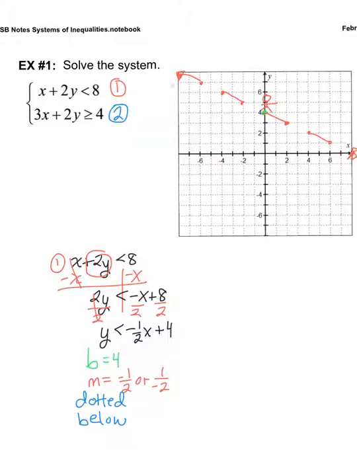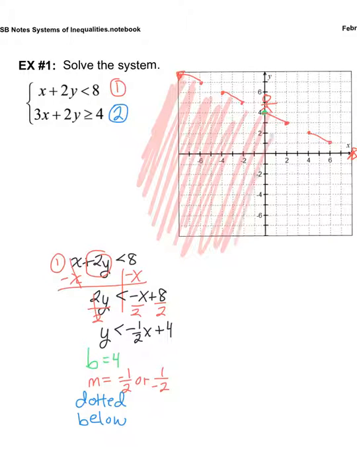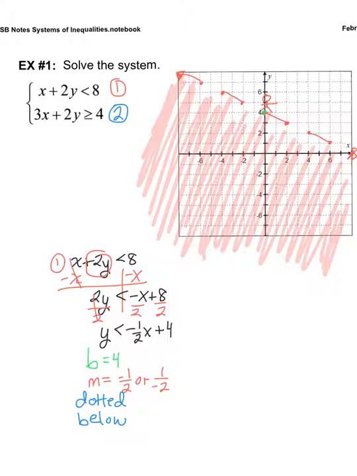So here we go. Here's all my below shading. So everything down here below satisfies that inequality. Okay, so then let's look at the second inequality. So number 2, we've got 3x plus 2y is greater than or equal to 4.